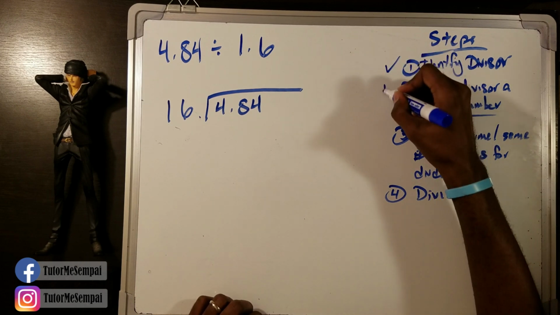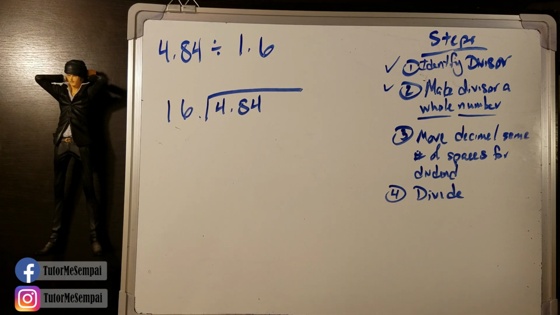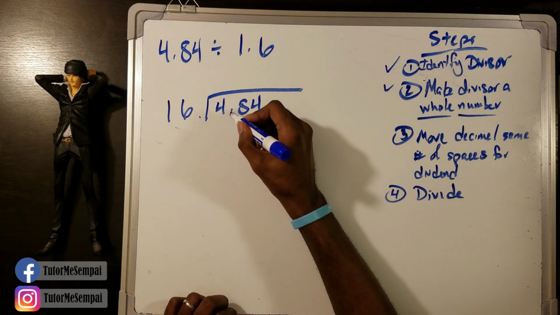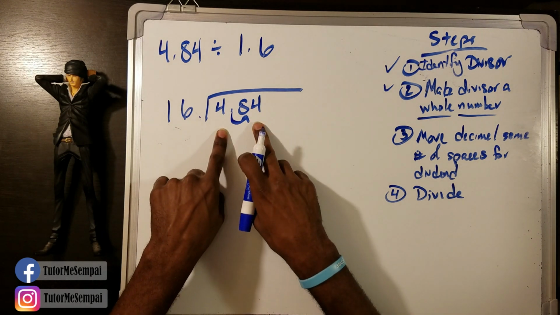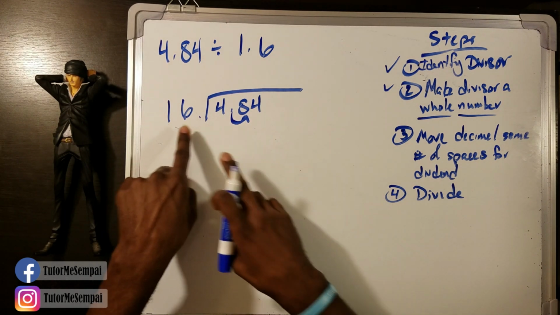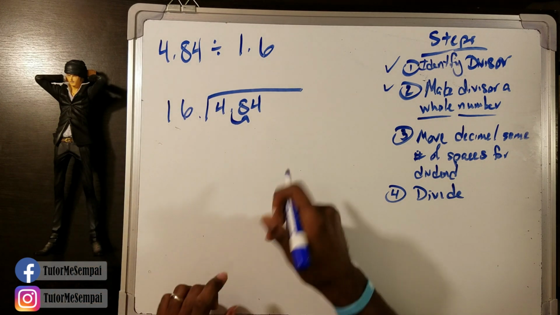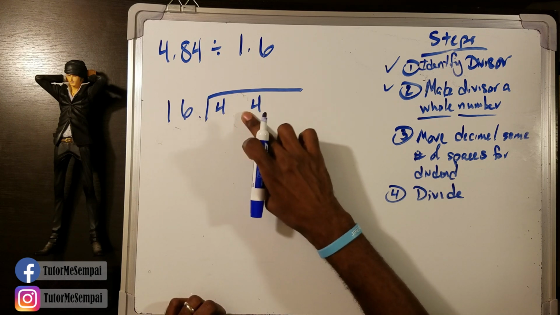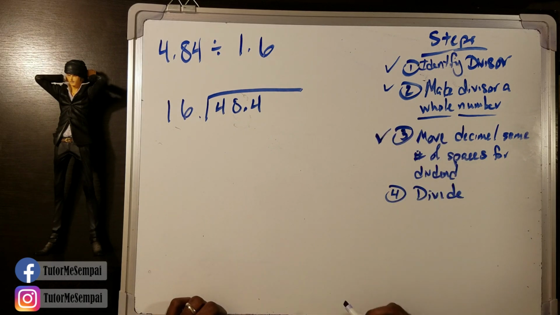Now that we've done steps 1 and 2, we have to move into step 3, which is move the decimal place the same number of spots inside for your dividend. So we did it 1, so we're going to move it over one space. And you notice that we still have one more space, but it doesn't matter. We only moved over once here, so we're only moving over once here. So this is going to be, instead of 4.84, it's going to be 48.4. So now we've done step 3.